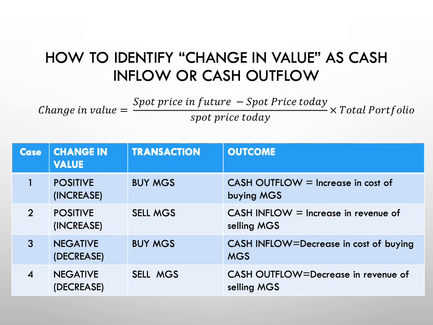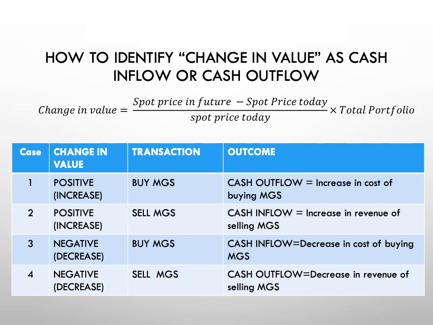For case number 1, you calculate change in value, you get positive value, and your transaction in spot market is you buy MGS. That means change in value is cash outflow because it is basically increase in cost of buying MGS. At the time you buy bond, the value of bond is increased, so you need to pay extra money. So that is cash outflow.